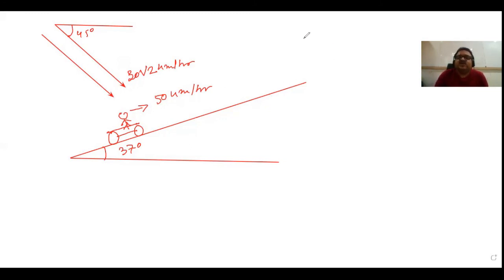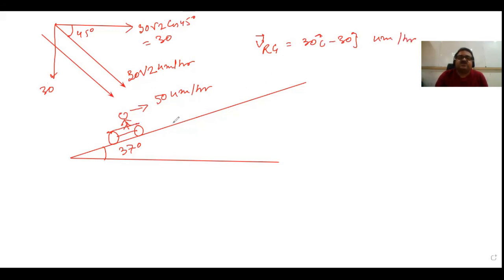So what to do? Information given: velocity of the rain with respect to the ground. Look, it has two different components, one along this, other along this. So this is 30√2 cos 45. Cos 45 is 1/√2, that is 30, and this is also 30 sin 45. So what should I write? 30 i cap minus 30 j cap kilometer per hour. This is the velocity of the rain with respect to the ground.